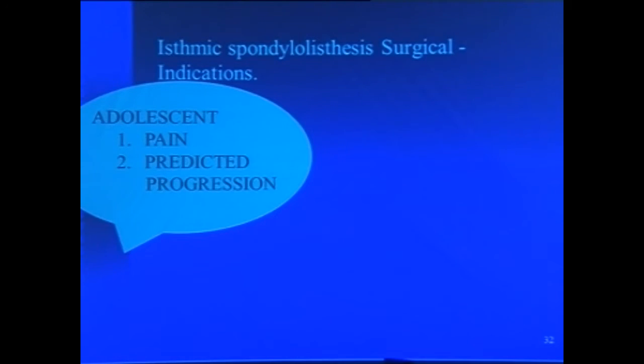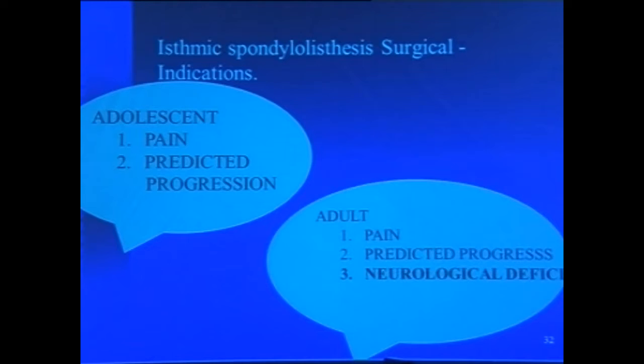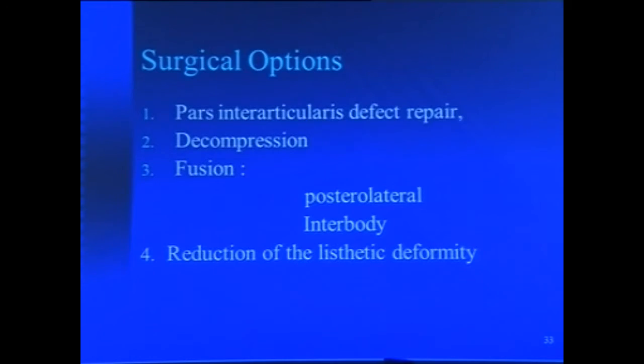So we must ensure in adolescents that the pain is taken care of, and we must see that the predicted progression must be stopped. Whereas in the case of an adult, in addition to the pain and predicted progression, we should also take care of the neurological deficit which could be present among adult patients as compared to the adolescent patient. So what are the options with the isthmic?